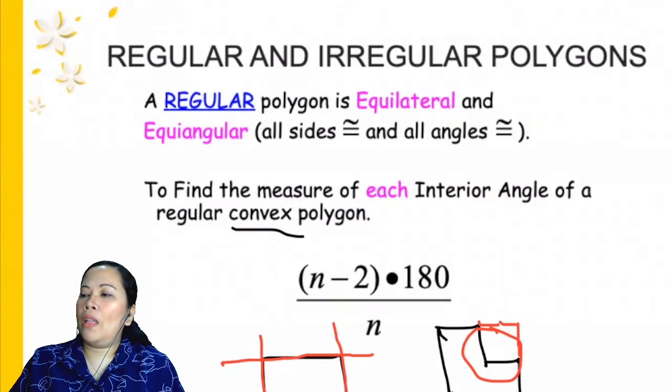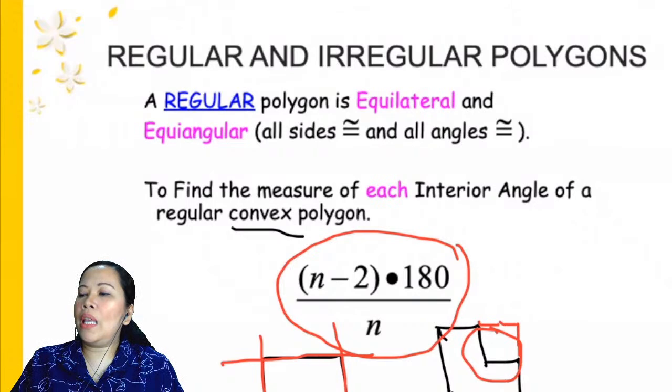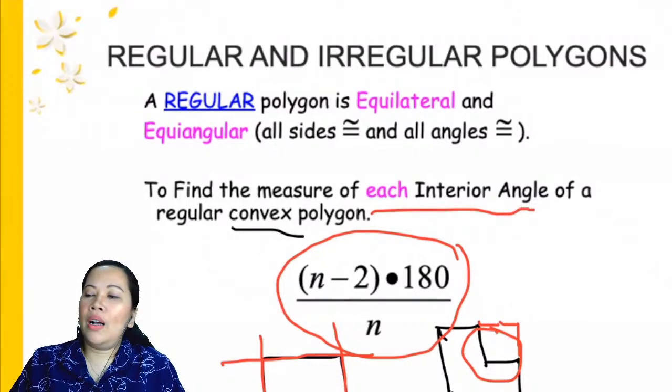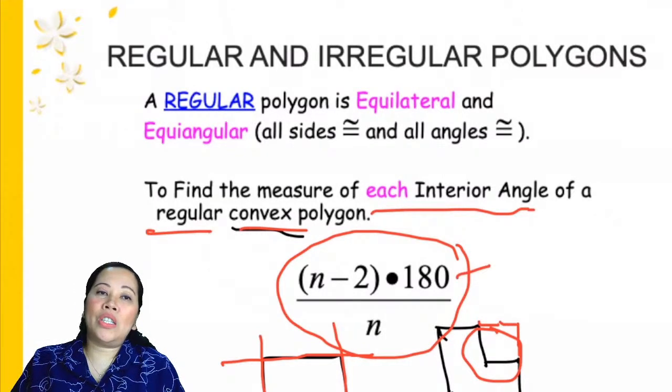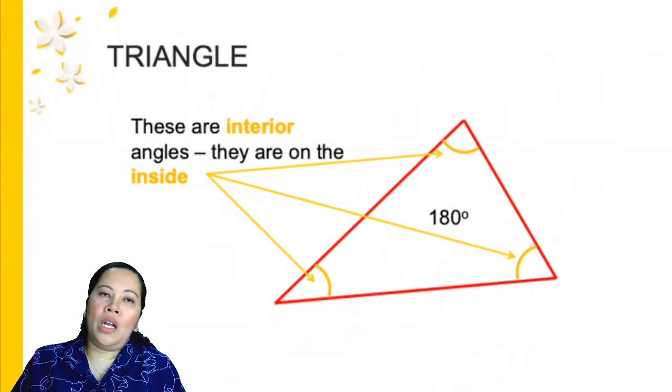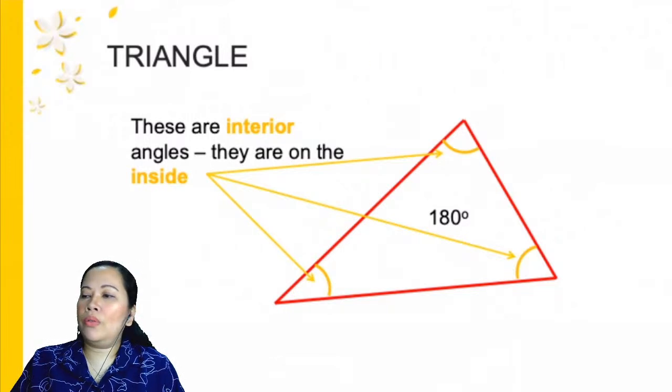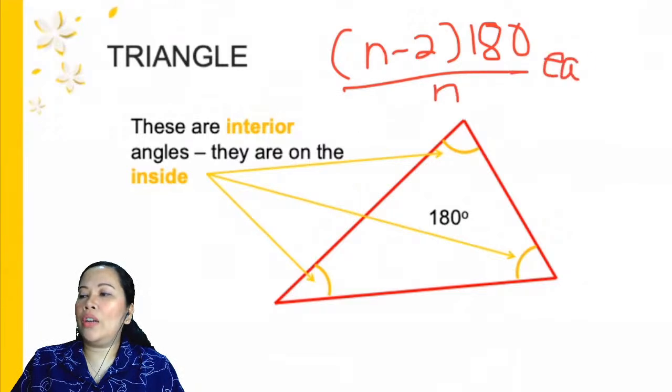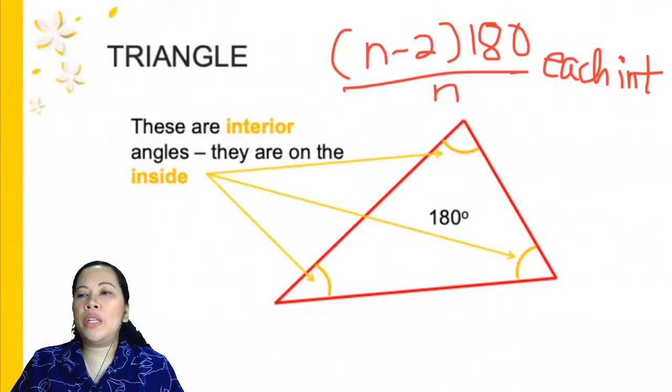All right? So this formula would tell you each interior angle of a regular polygon: all sides are equal, all angles are equal, convex, all the sides are in the outermost. And this is the formula for each interior angle. Okay, now how did they come up with the formula? N minus 2 times 180 divided by n for each interior angle. How did they come up with that formula?